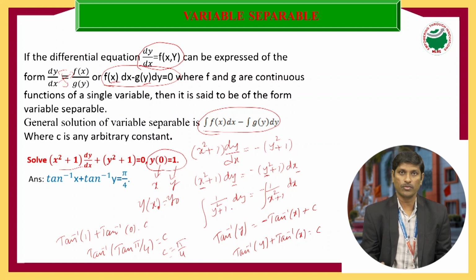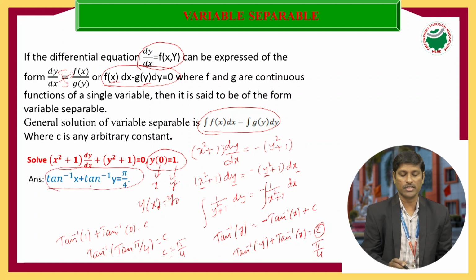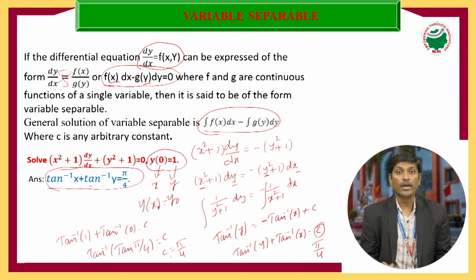So if you substitute in that, what do you get? Tan inverse y plus tan inverse x is equal to pi by 4. In place of this one we are substituting pi by 4. So here, if you see, tan inverse x plus tan inverse y is equal to pi by 4. Okay, so like this we need to solve this one, variable separable.